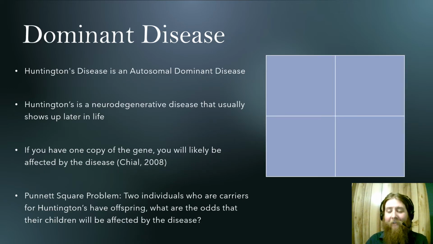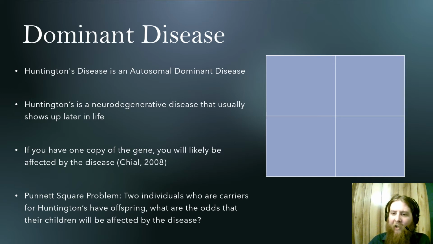So dominant disease. We've talked about sickle cell anemia, which is a recessive disease. Now we're going to switch gears and we're going to talk about a dominant disease. So Huntington's disease is an autosomal dominant disease. That means it is carried in a body cell, and it's dominant. So having 1 copy means that you'll show the trait.